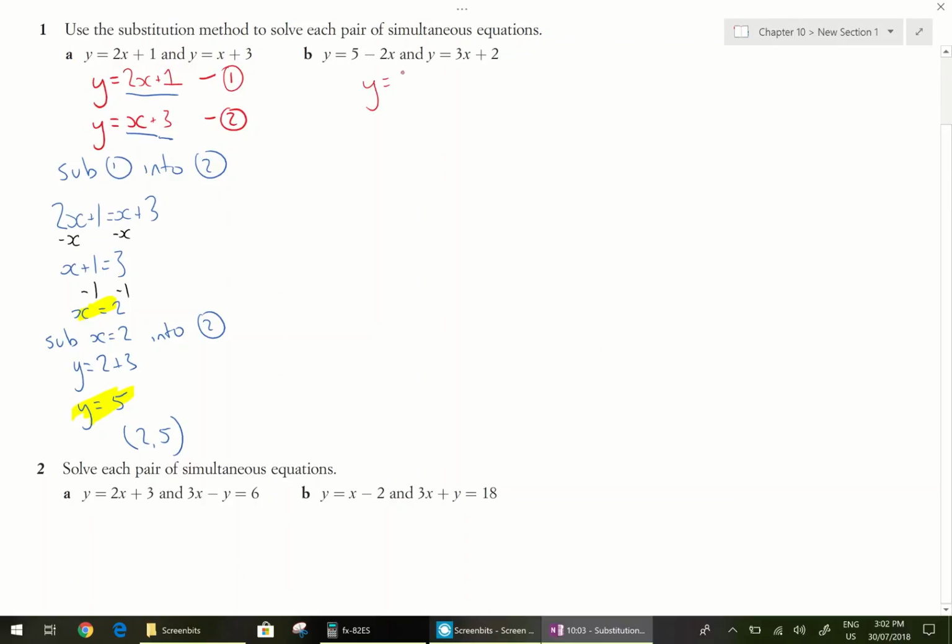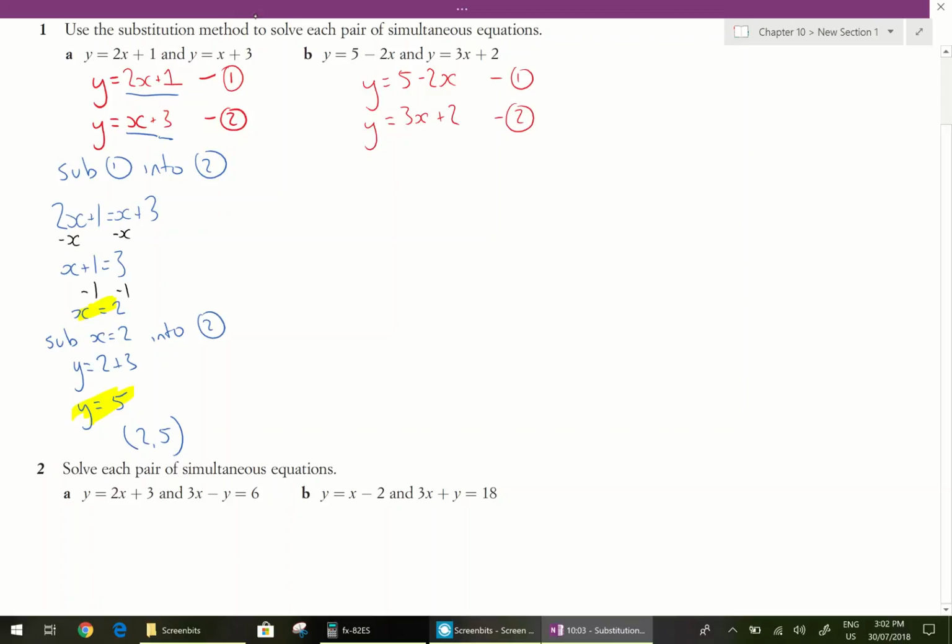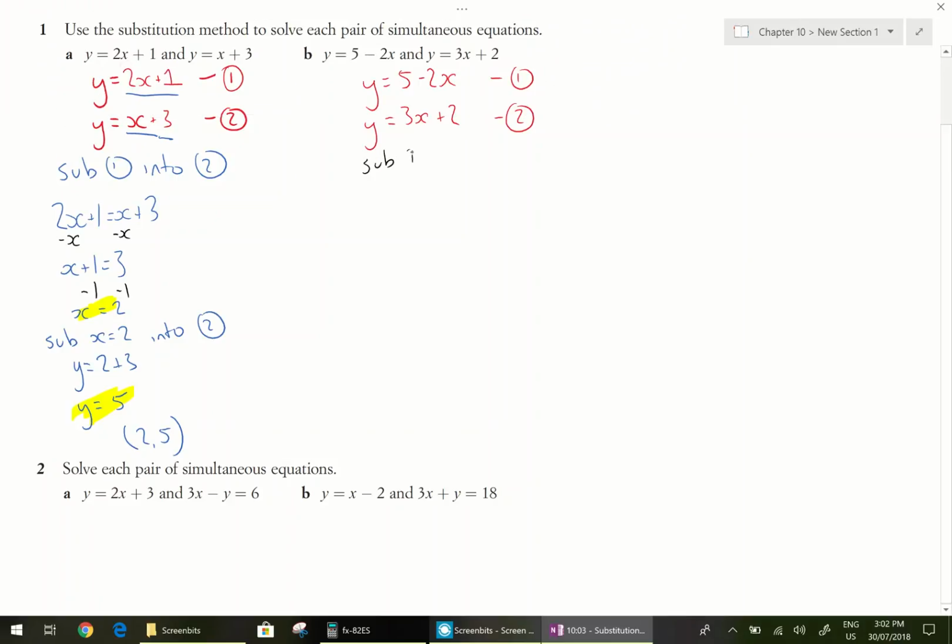question B, I'm just going to write them on top of each other. Question B, I've done the solution already, and the answer's not a nice answer, but we have to work with it. So we're going to do the same thing, where we're going to sub 1 into 2, or 2 into 1, it won't make a difference. Sub 1 into 2, where basically we just have the top equation on the left, so 5 minus 2x, that's on the left, and we're going to have 3x plus 2 on the right.